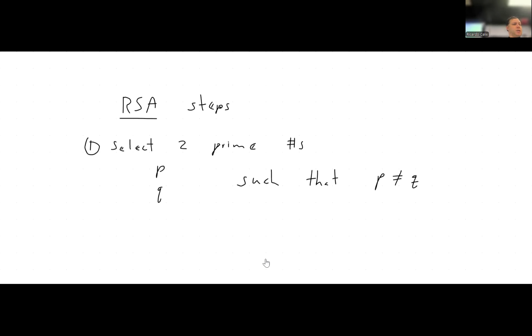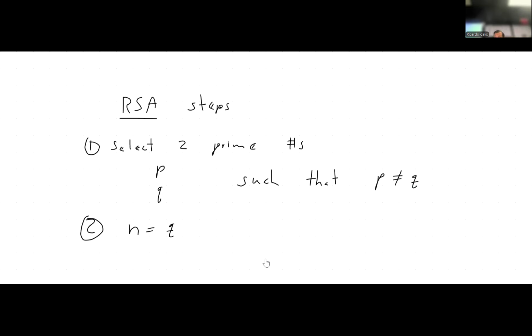We'll have a function a little later on Thursday that will help us to create prime numbers. And the key thing is we're just going to give it a really big length. So big primes, that's step number 1. Then step number 2 is to calculate n, which is the product of P times Q.